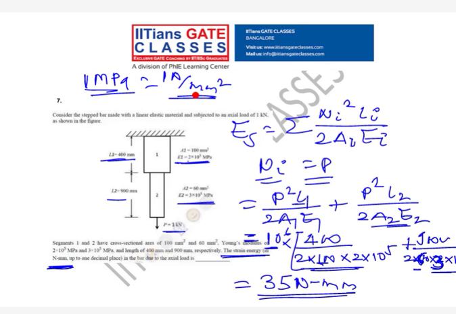Is it clear? Okay, so everyone got this answer? 35 Newton mm. Any concern here? Is it a tough question? Most of you will know about the bar and how to find deflection and everything. But many may miss this strain energy part.